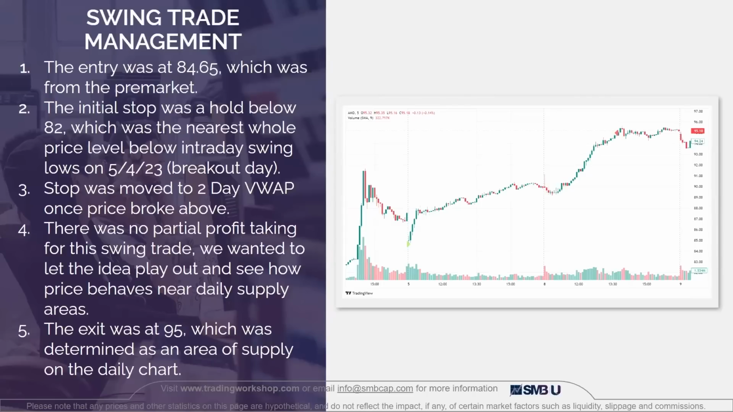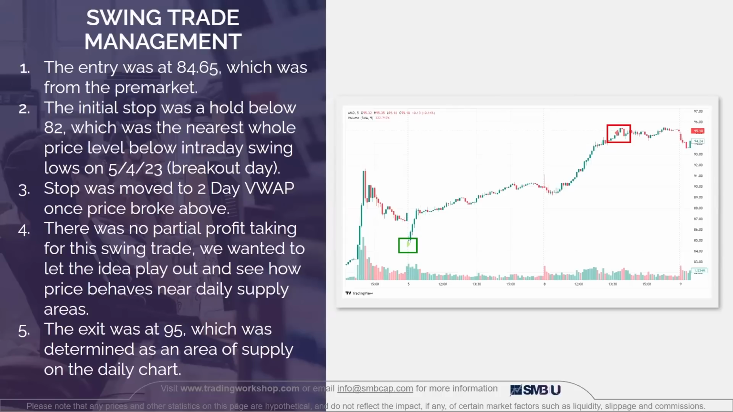Cool. So here is the swing trade management. On the right, you can see the executions. It's a little bit hard to see, but in the pre-market of May 5th, you can see the green arrow. I got long, and it was a very, very clean uptrend. And price made its way to 95, and that was really the exit.